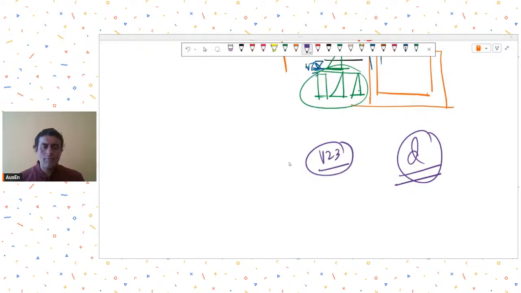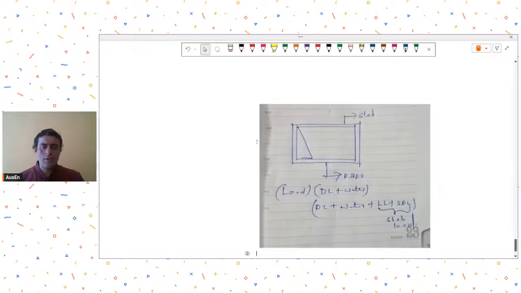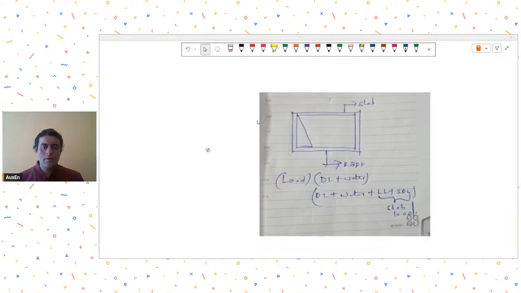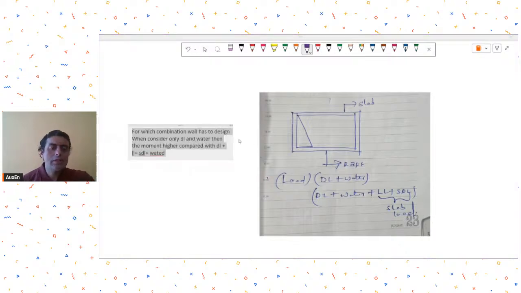So he had shared this image and he had put this query: for which combination wall has to be designed. When considering only dead load and water, the moment is higher compared with dead load plus live load plus SDL plus water. Yeah, so you have to design and check for each combination.